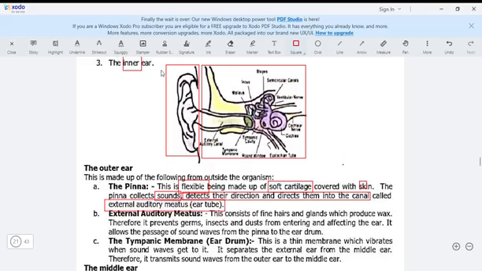So once the pinna receives the sound, it will send it to the external auditory canal, which is this. Then from there, it will bounce to the tympanic membrane. That's the eardrum. So this is the eardrum here. We have actually talked about the pinna, which is the external part, directing the sound into the external auditory canal.